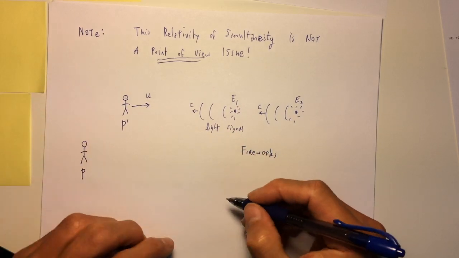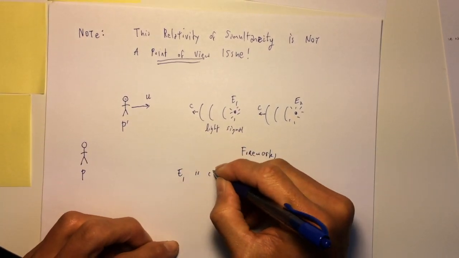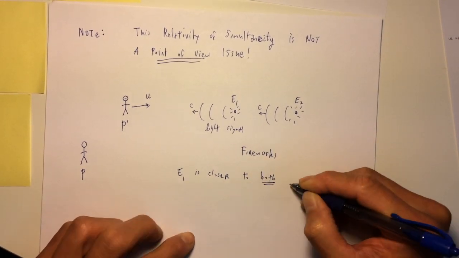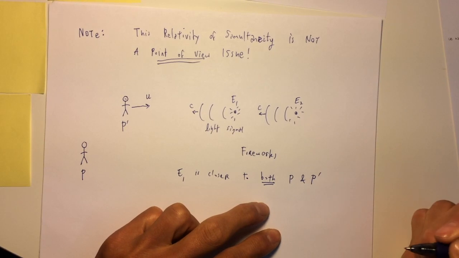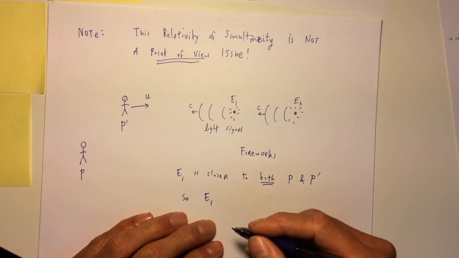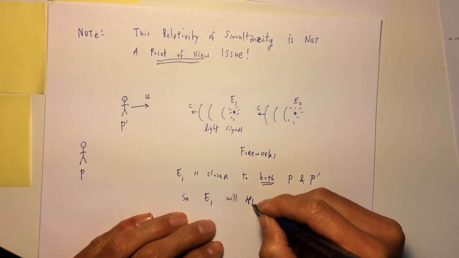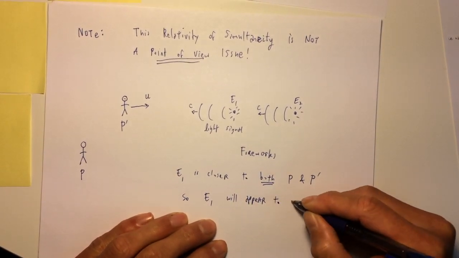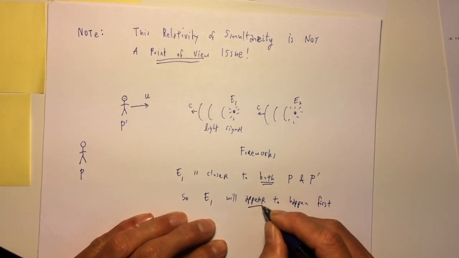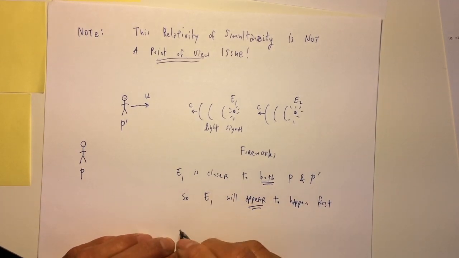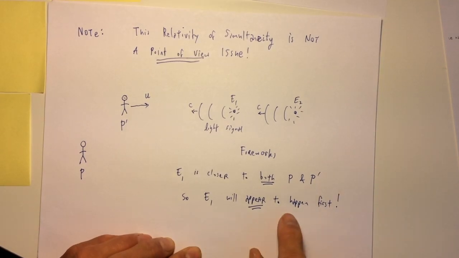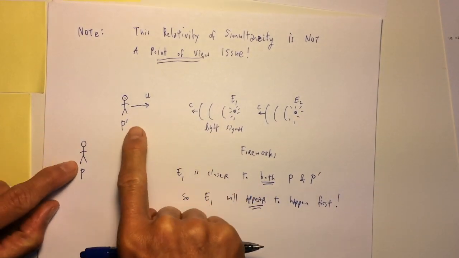So E1 is closer to both P and P prime. So E1 will appear to happen first. Right? But that's actually true for both of these observers.